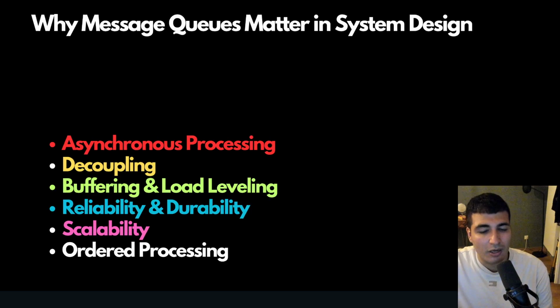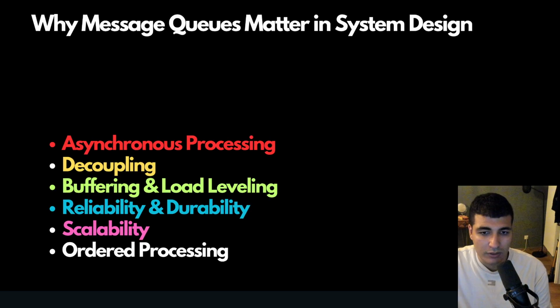Next, we have reliability and durability. Messages are preserved by the broker until successfully processed and acknowledged. This prevents message loss even if producers or consumers fail temporarily. And next, we have scalability. Producers can simply send messages and move on, unblocked by consumer speed. We can scale consumers as well. You can easily add or remove consumer instances to match the processing demand. If the queue grows deep, we add more consumers.